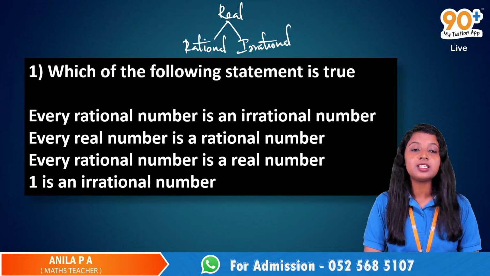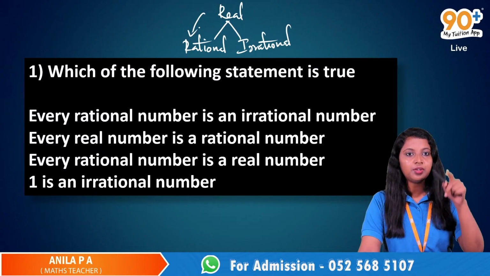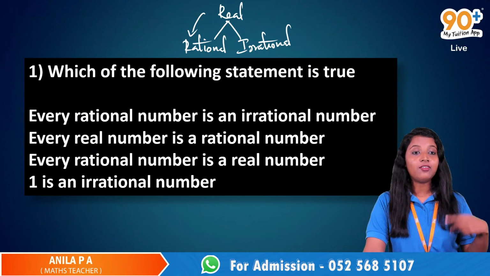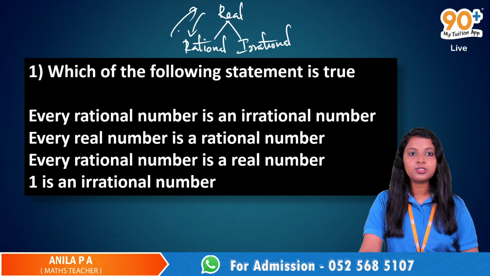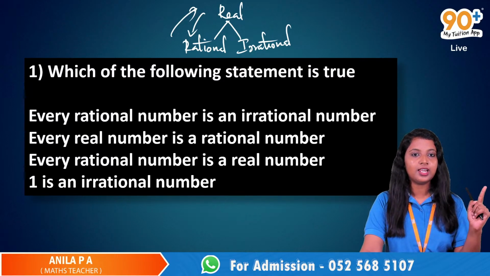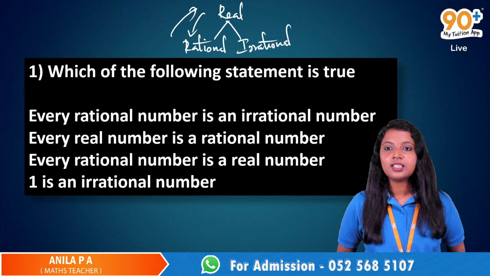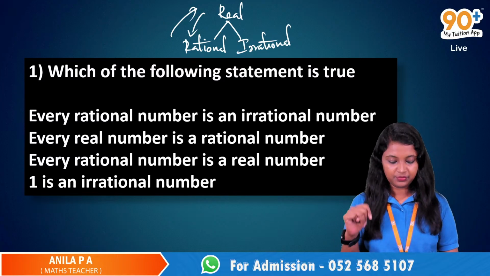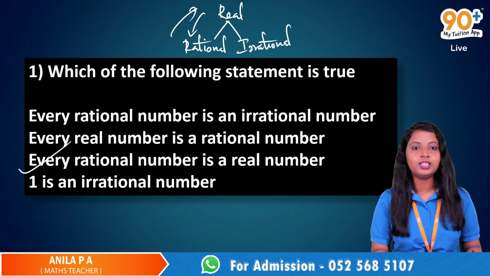Every real number is a rational number. The arrow is going down, right? Real number, rational, that is false. Every rational number is a real number, yeah. So the arrow is going up. Rational number is a real number. Then 1 is an irrational number. So which statement is correct? Option number 3, yeah. Every rational number is a real number. Okay, third option is correct.